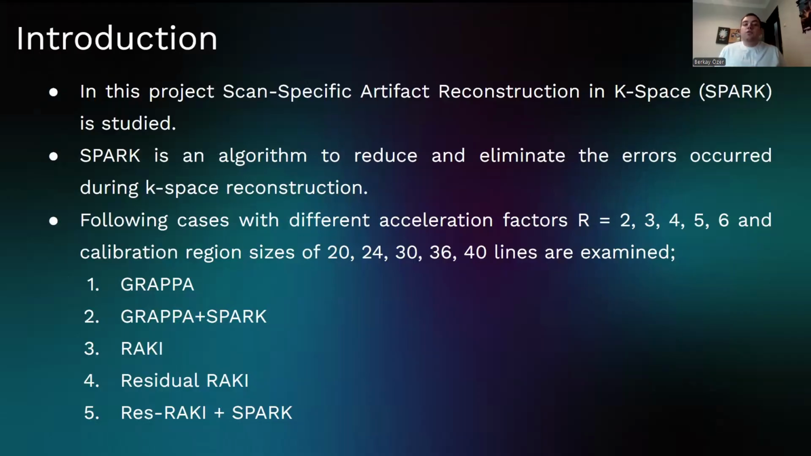In our project, we have used scan-specific artifact reduction in k-space, namely SPARK. SPARK is an algorithm to reduce and eliminate the errors that occur during k-space reconstruction. In our project, we have worked with different acceleration factors and different calibration region sizes, and we have used GRAPPA with SPARK, RAKI, residual RAKI, and residual RAKI with SPARK.